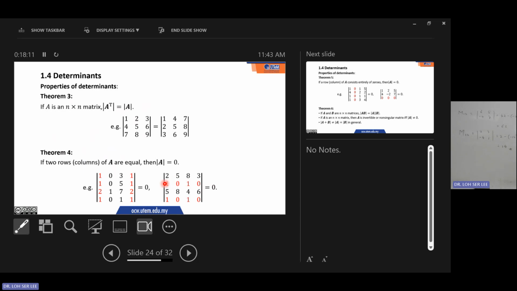Okay, you see, these two rows are exactly the same: 1, 0, 1, 0, 1, 0, 1, 0. So automatically the determinant is 0.